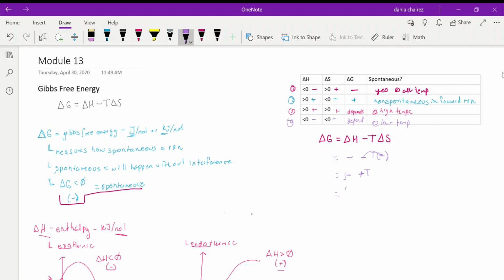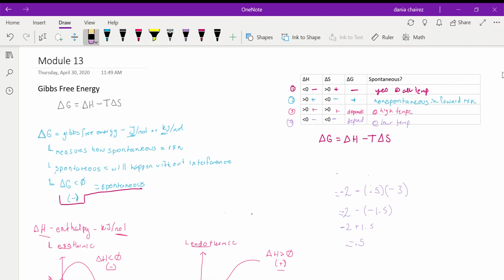So in this case, if we still had the 2, and we say our temperature is 0.5, and our delta S was a negative 3, then we would have 2 minus a negative 1.5, which would be 2 plus 1.5. Oh my god. Yeah, because our delta H is negative, we would end up with a negative 0.5, which is negative. So our reaction would be spontaneous because the temperature is low enough.